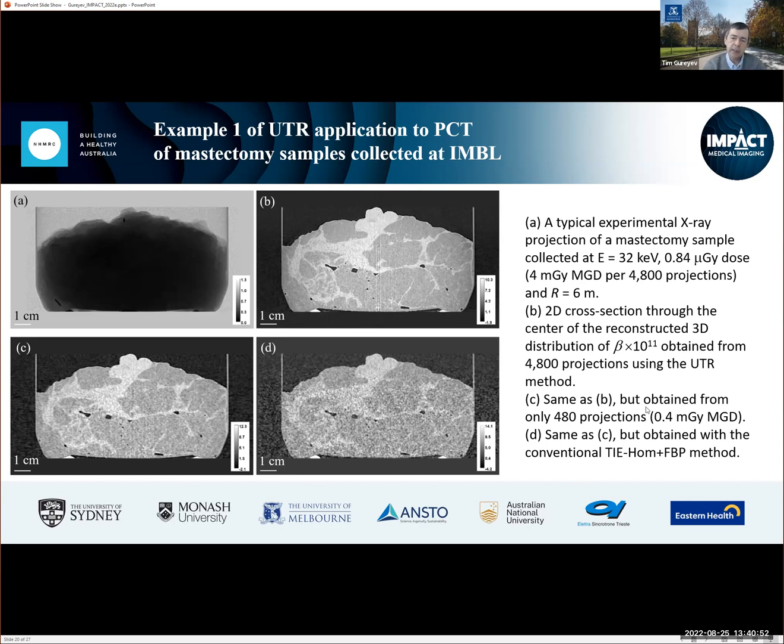But if we reduce the number of projections to only 480, so effectively reduce the dose to 0.4 milligrays, then interestingly enough, the new method can produce a much nicer image compared to extract. It's somehow less noisy. It shows the structure better from exactly the same input data. And I cannot claim that I understand this effect completely, but I think there are two things which contribute to the better quality of the new reconstruction.